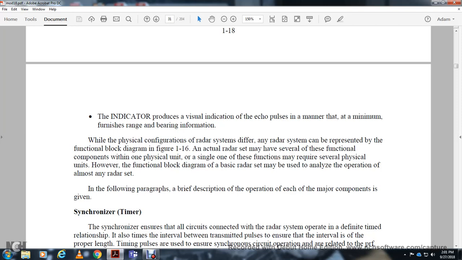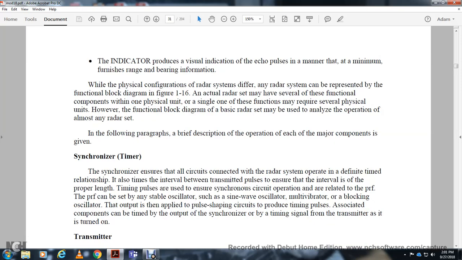Actual radar systems may have several physical units for one functional component, or a single physical unit may contain several functions. The functional block diagram of the basic radar set may be used to analyze the operation of almost any radar set. The following paragraphs are a brief description of the operation of each of the major components in the diagram. Synchronizer.